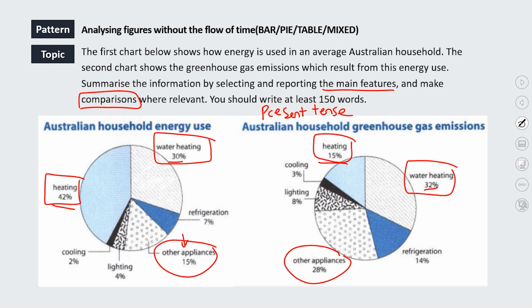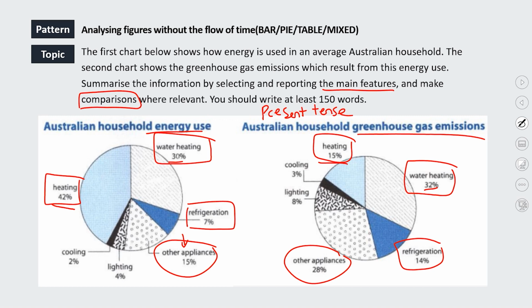So I can already see, okay, we've got some comparison that the things that use the most energy don't necessarily produce the most greenhouse gas emissions. Okay, so there's not a one-to-one relationship between it. So that would be my first thought of comparison. The thing we should be comparing is, what is using the most energy, and is it producing the most greenhouse gas emissions? So for example, we've got refrigeration, only uses 7% of energy, but produces 14% of greenhouse gas emissions. So one thing I would do, if I was this candidate, I'd probably be comparing in that sense.